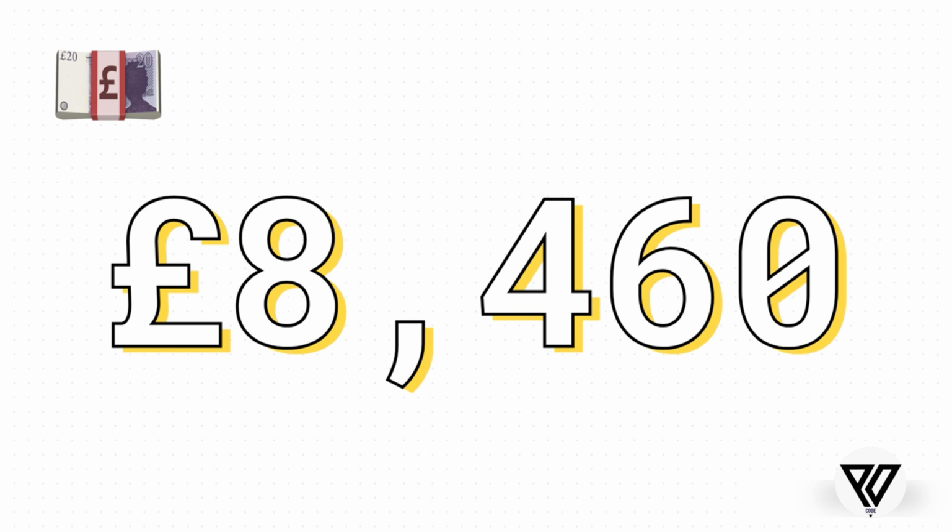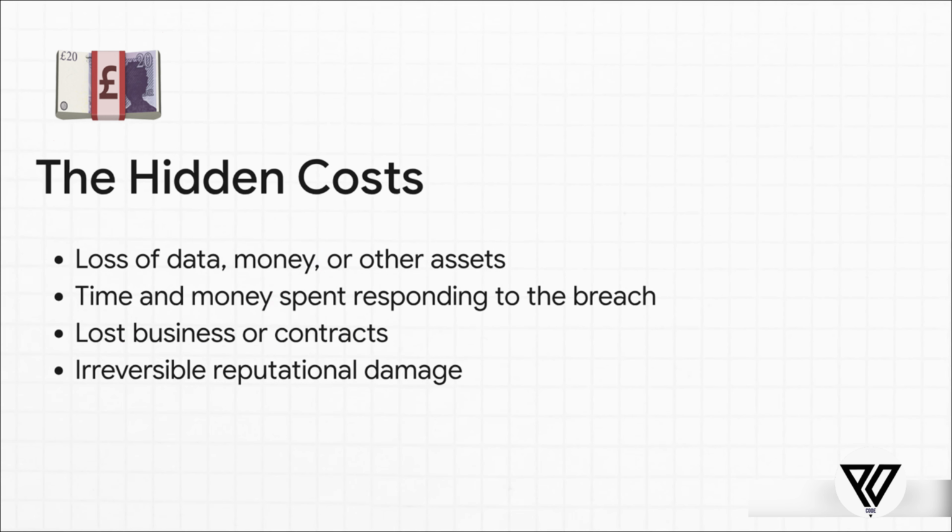that's just the average, direct cost. The true impact is so much wider and, honestly, far more damaging. These are the hidden costs that number doesn't even begin to capture. You've got the time and resources you have to pour into just responding to the attack. You've got the business you lose while your systems are down. And then there's the big one, the irreversible damage to your reputation. Because once customer trust is gone, it is incredibly hard to ever get it back.